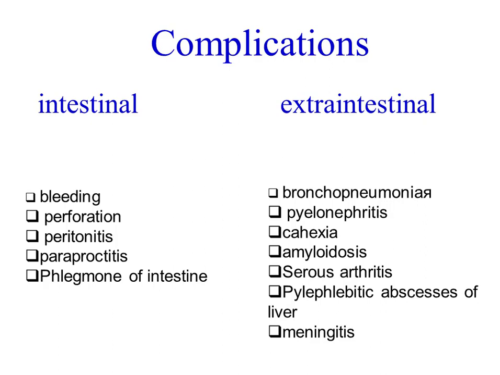bronchopneumonia, pyelitis and pyelonephritis, serous arthritis that usually occur due to the activation of autoinfection, and pylephlebitis and abscesses of the liver, which can be a result of microperforation of an ulcer. With chronic disease may develop cachexia and amyloidosis.